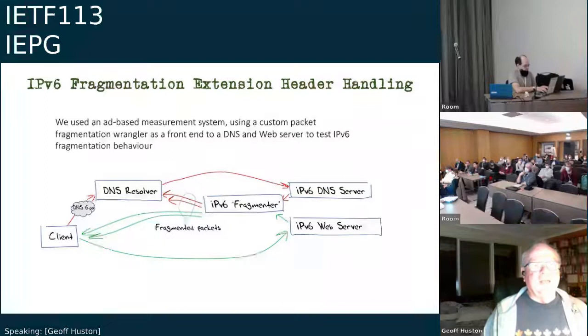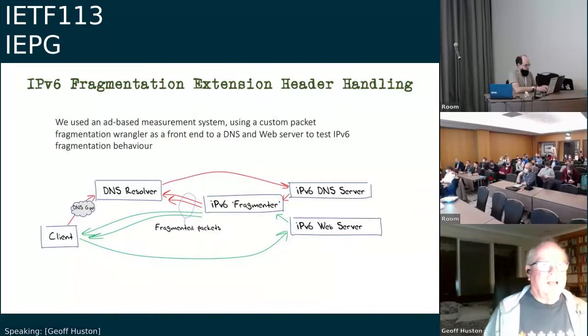So what we did was actually try and take conventional servers, DNS and web, and write a packet wrangler, or to be more accurate, a packet mangler, that takes a conventional packet from a DNS server or web server and actually fragments it, and then sends it onward to its destination as a client, however, right?